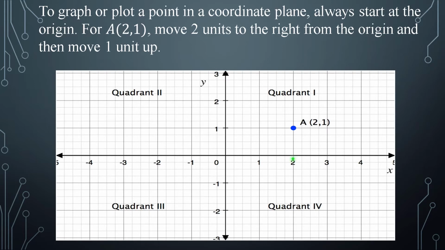Next, from here, we move 1 unit up. Why 1 unit up? 1 because this is the y-coordinate. And then up because 1 is positive. So we'll end with this point. This will be point A with coordinates (2, 1). So as you can see, this is 2, the x-coordinate, and 1, the y-coordinate. So this point is the intersection of this line and this line.